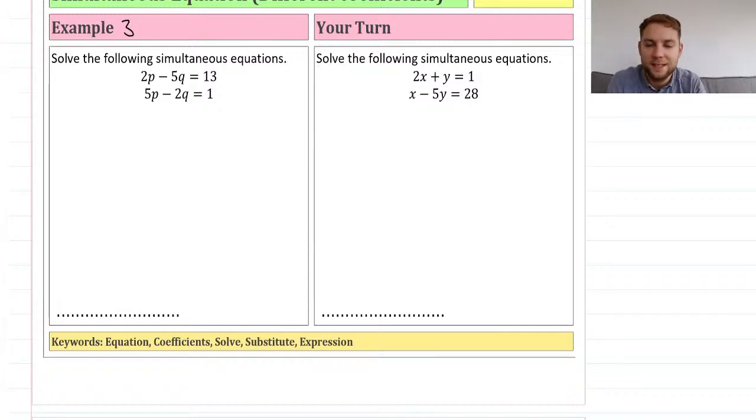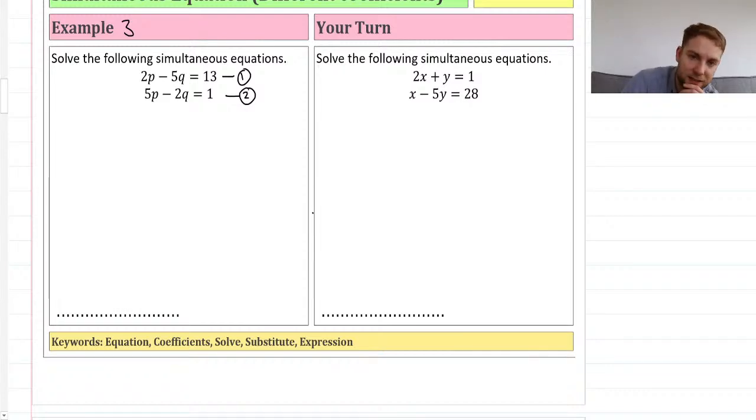So, solve the following simultaneous equations. Now, the problem that we've got here is that I can't times anything by p to get 2 times, there's nothing times by 2 to get 5, or 5 times 2. So actually I've got to time both of these equations to make either p or q the same. Okay, so let's label them first. Now this one here is 1, this one here is 2. I'm going to make q the same.